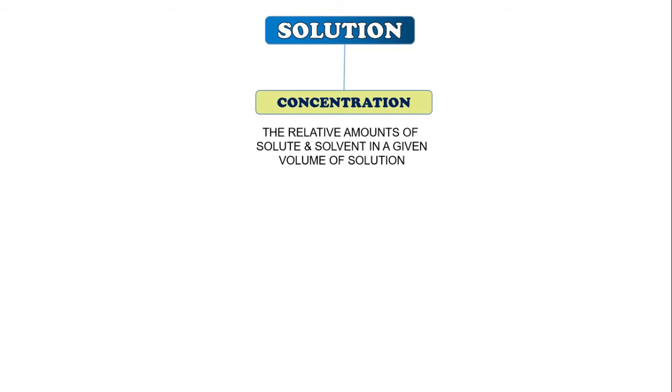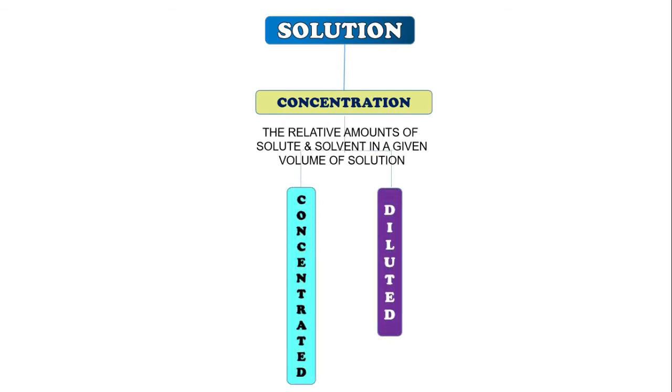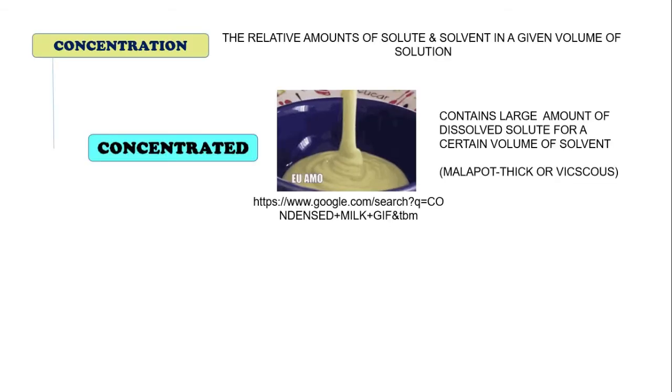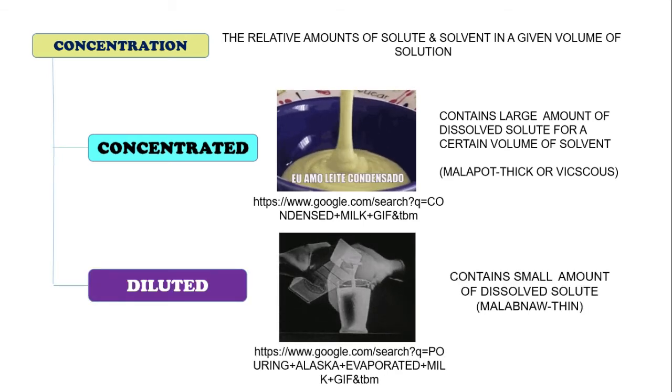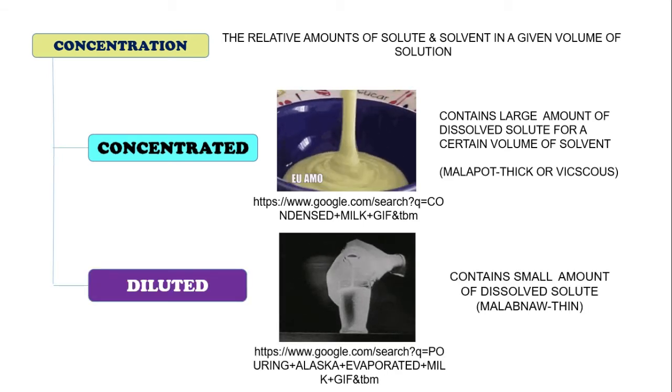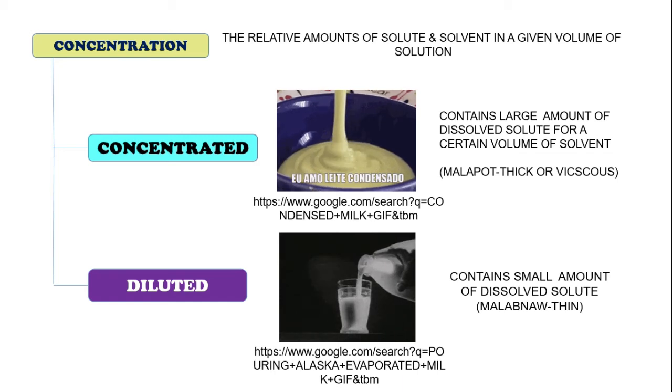Next is the classification according to concentration. When we say concentration, it is the relative amount of solute and solvent in a given volume of solution, and we have two sub-classifications. These are concentrated and diluted. Concentrated contains a large amount of dissolved solute for a certain volume of solvent. It is commonly thick or viscous, or what we call malapot. While diluted contains a small amount of dissolved solute, it is commonly thin or malabnaw.